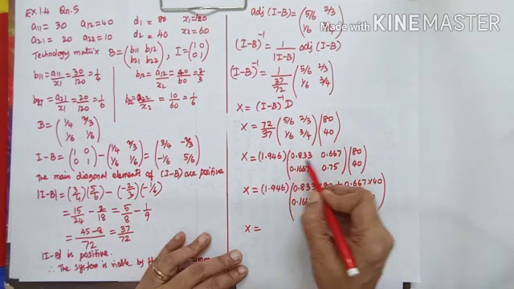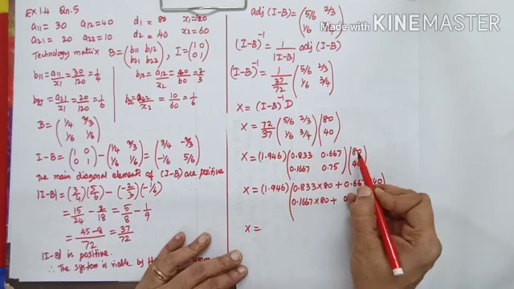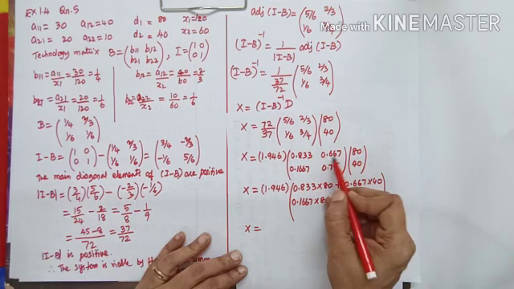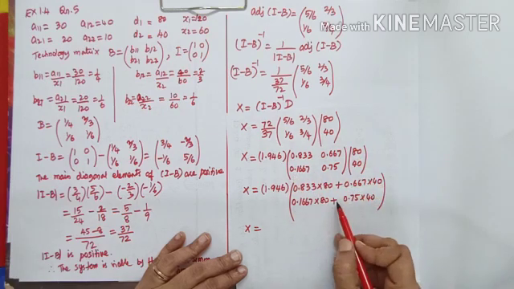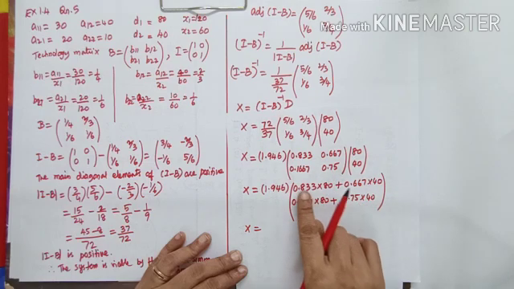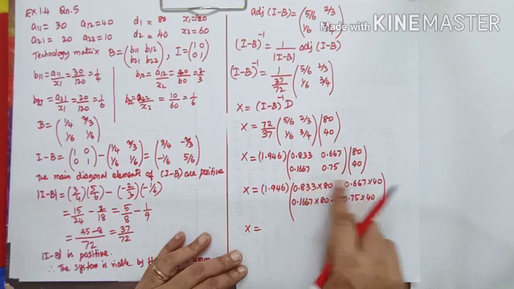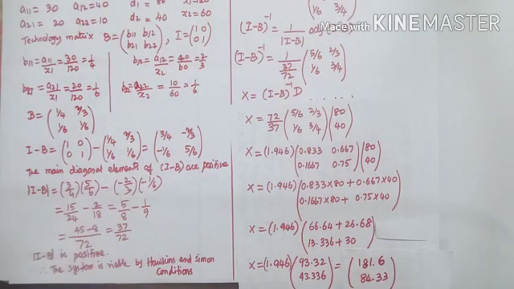How to multiply? First row by first column. 0.833 into 80 plus 0.667 into 40. Second row, 0.1667 into 80 plus 0.75 into 40. Multiply and then add it. As we add the two, we get 93.32 first row, second row 43.336. Multiply with 1.946. 1.946 into 93.32 is 181.6. 1.946 into 43.336 is 84.33.